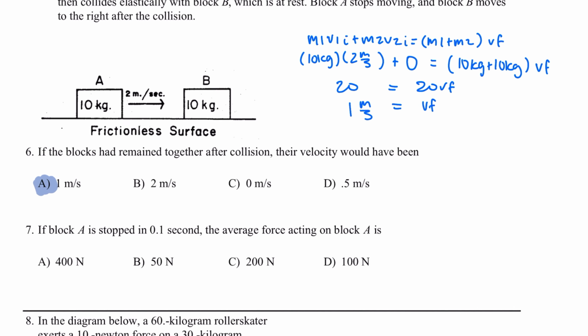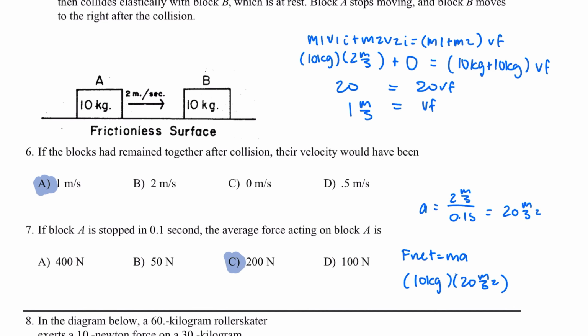Number 7. If Block A is stopped in 0.1 second, the average force acting on Block A is what? So it's asking us to solve for average force acting on Block A, so we just solve for F net. And F net equals ma. We don't have acceleration yet, so we'd have to do 2 meters per second over 0.1 second, which is 20 meters per second squared. So 10 kilograms times 20 meters per second squared is equal to 200 newtons.